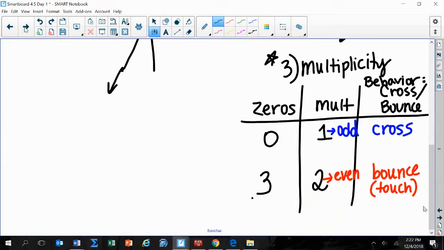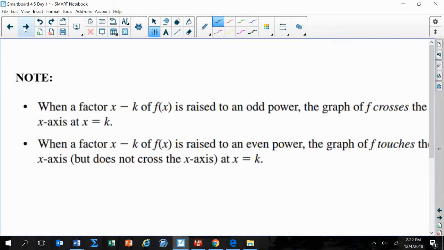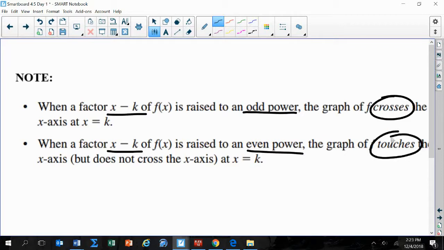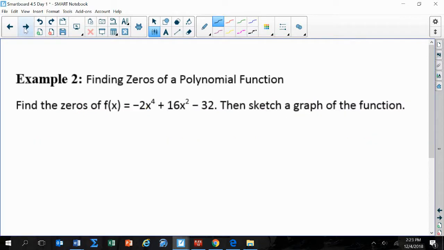So let's try just one more, and then we'll call it for the day. This is just a summary of what I just said. When a factor is raised to an odd power, then the graph crosses. When the factor is raised to an even power or has an even multiplicity, then the graph touches or bounces off of that intercept. That's where you see your boing. It does not cross. So again, I'm going to find the zeros, then I'm going to sketch a graph of the function. That's what I just did in the last example.